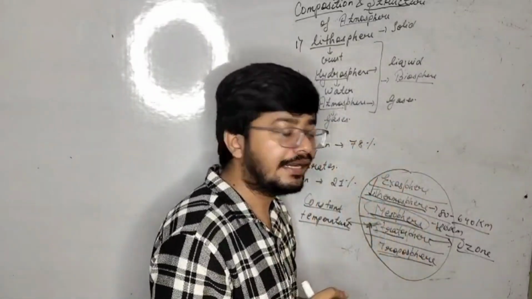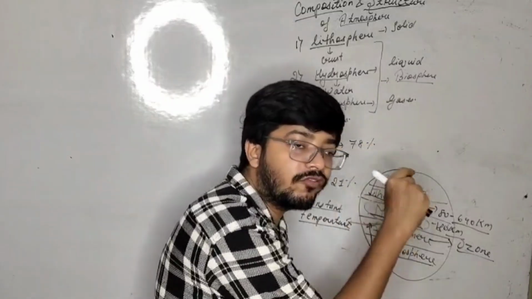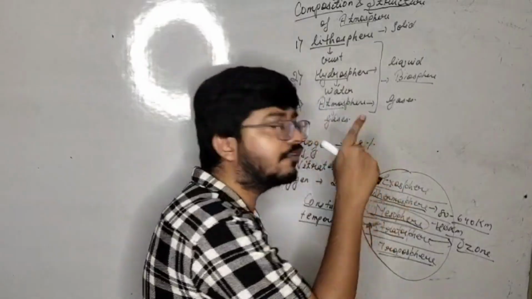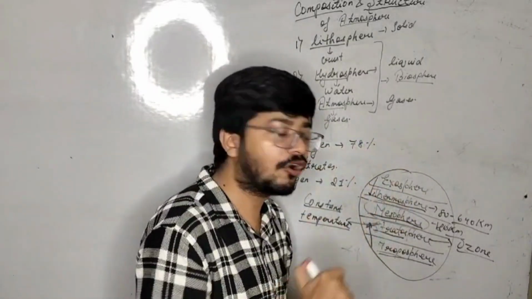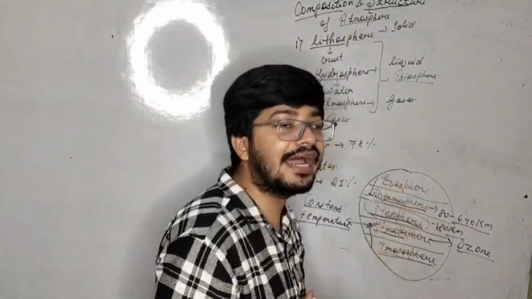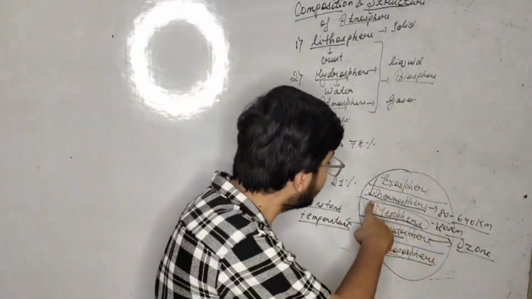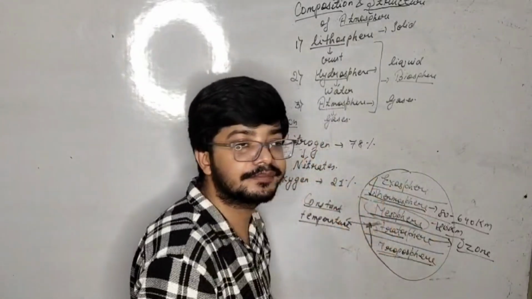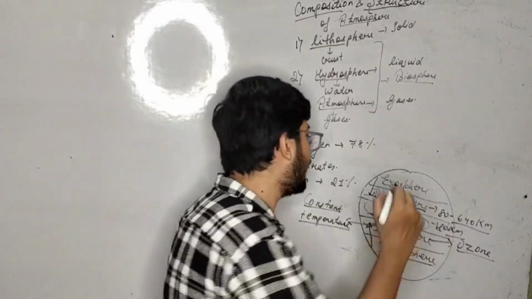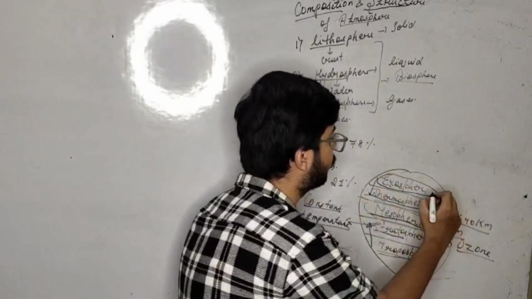Also, a very important point is that because of the high temperature in the thermosphere, the gases are present in the form of ions. Therefore, we can say that the ionosphere is a part of the thermosphere, because gases here exist in the form of ions. A very important characteristic of the thermosphere is that radio waves get reflected back from it, which helps in telecommunication. Very important point. Understood? Any doubt?